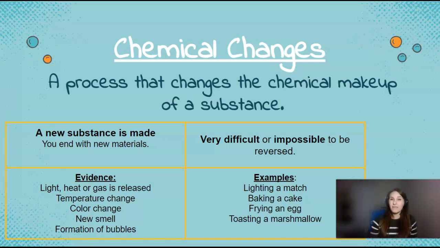So let's look at some evidence for chemical changes. Whenever light, heat, or gas is released, that is evidence that it was a chemical change. We'll look at some examples of those in a moment. Whenever the temperature changes, for example, the change in my cake, first I had all of these ingredients that were maybe cold or room temperature, but when I had my cake, it was nice and hot and fresh.